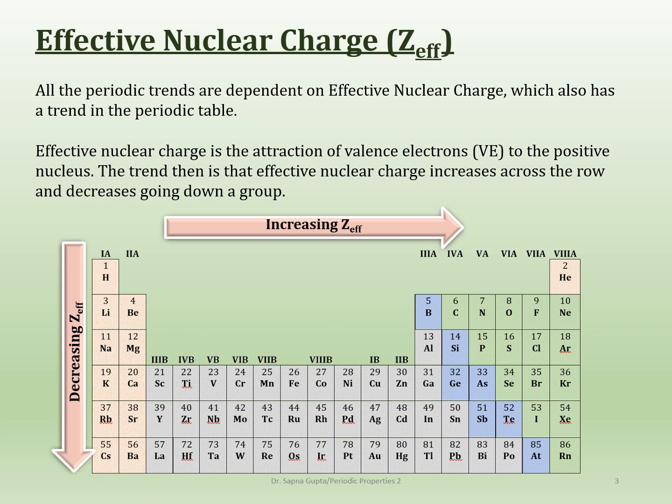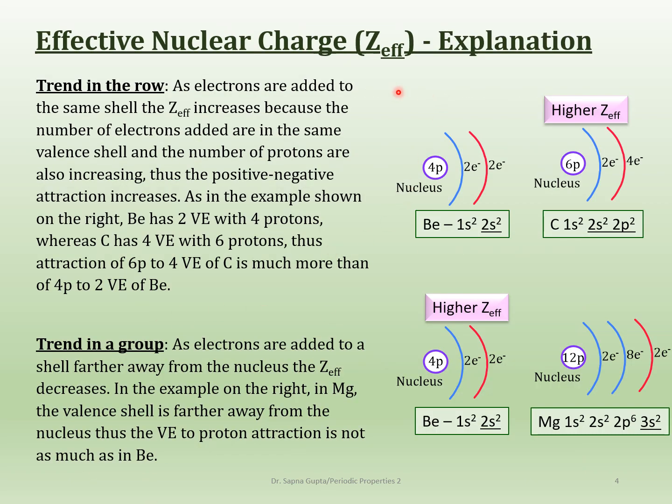Now let's talk about why. So we have two things to talk about. When we talk about trends, one is going across, which is in a row, and then one in a group, which is going down. Okay, so first let's deal with this. Now I'm going to explain this to you so you don't have to read it, and I'm not going to read this. I mean, you can if you want to with me, but otherwise I'm going to use the diagram to explain to you how the effective nuclear charge is working.